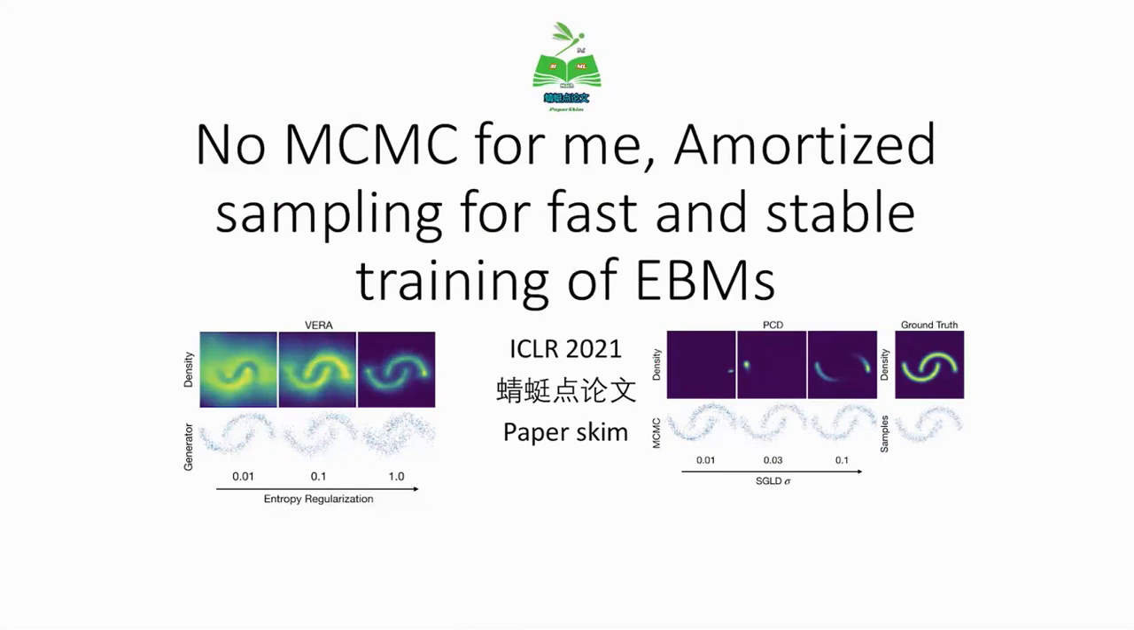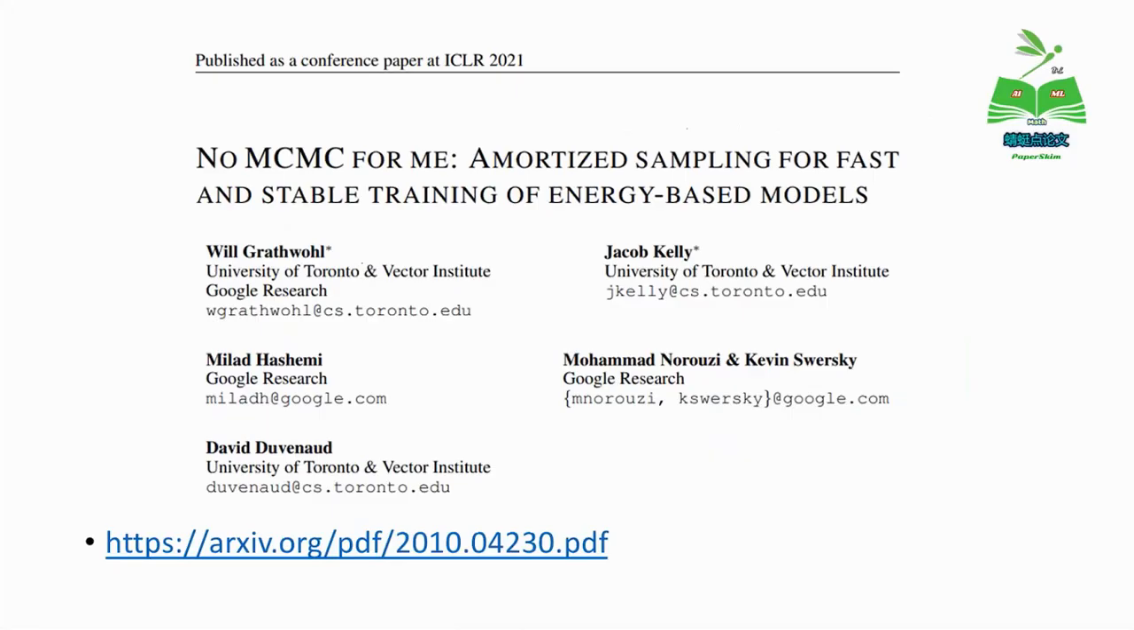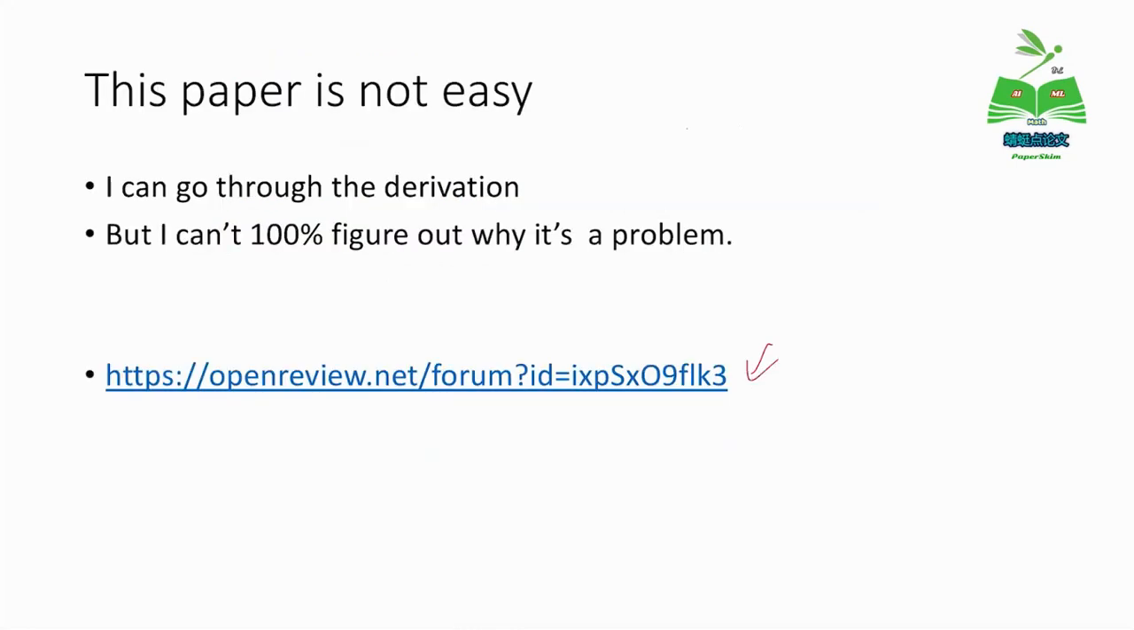Okay, hello everyone, welcome. Today I want to introduce this paper: No MCMC for me, amortized sampling for fast and stable training of energy-based model. It's published in ICLR 2021. The authors are from University of Toronto and Google Research, and the first author is also the author of GEM: Your classifier is secretly an energy-based model and you should treat it as one. This link is the arXiv, and this link is to the OpenReview, the ICLR 2021.